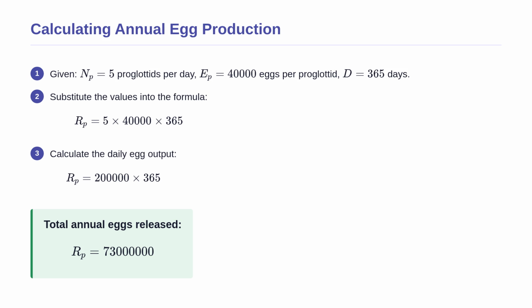First, we substitute our known values into the equation. We multiply the 5 proglottids by 40,000 eggs to find the daily output, which gives us 200,000 eggs every single day. Then, we multiply that daily total by 365 days. The final answer is 73 million eggs per year. This astronomical number highlights why a single infected person poses a massive risk to an entire farming community.